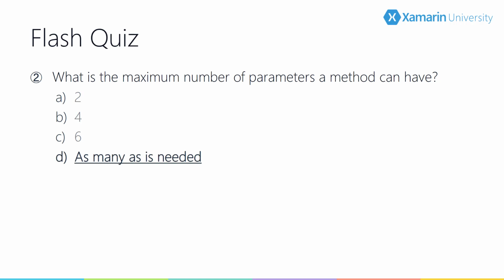Alright, the answer here is D. A method can have as many parameters as it wants. I know I didn't really explicitly say that, but it was implied by having multiple parameters.